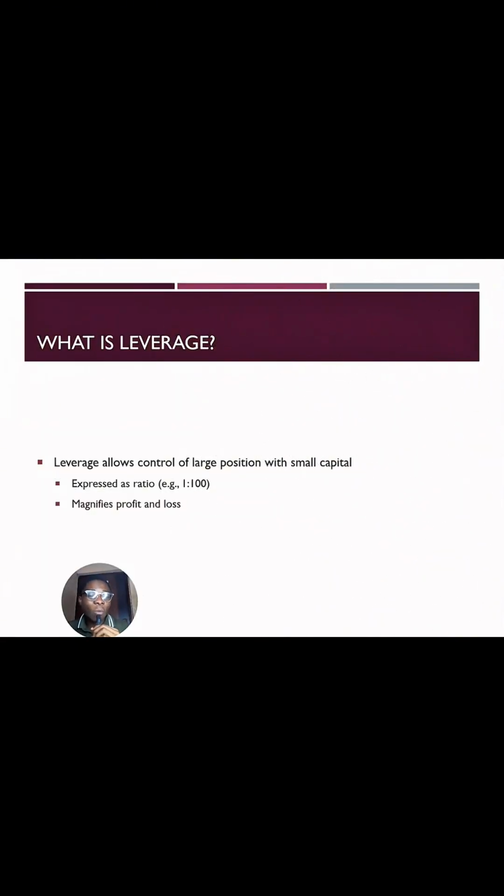What does that mean? When someone buys and price moves up, the person will be making profit. And when the person sells, then price moves down, the person is making profit. Now you've understood the principles of buying and selling. So what is leverage? You've understood what pip, lot, and spread are. Now we are moving on. Leverage allows control of a large position with small capital.